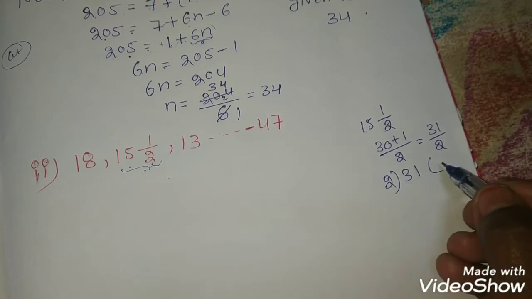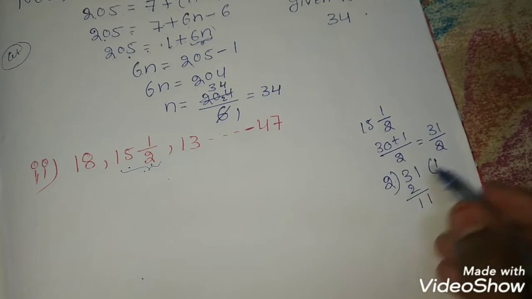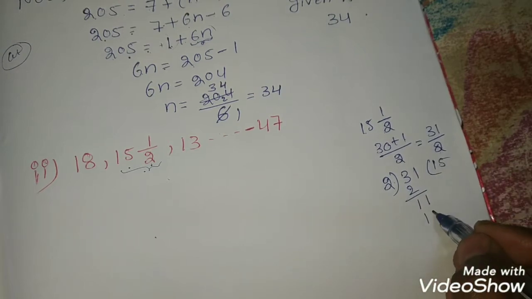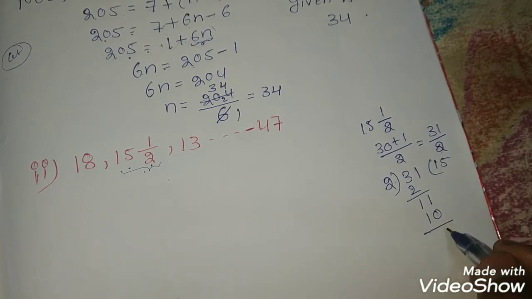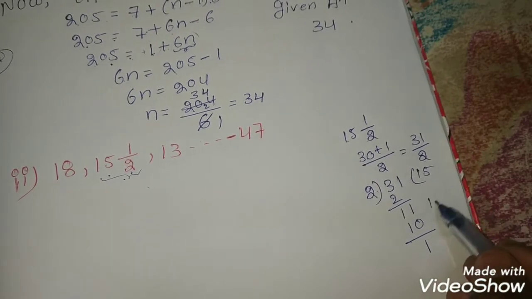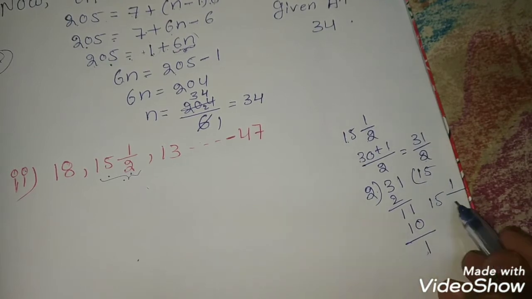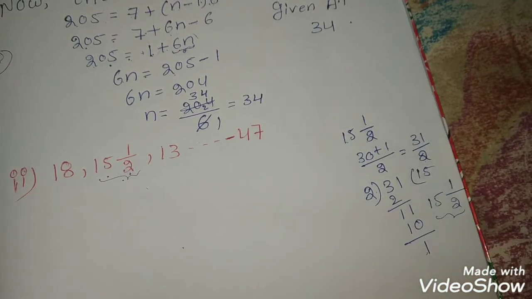So what we'll get here? 2 ones are 2, remaining 1, bring down 1, we get 11. And 2 5s are 10. So what is the remaining here? Remaining is 1. See here, what we are writing? 15 and this 1 divided by, what is the divisor here? 2. So like that I have written here. I hope you understand now.